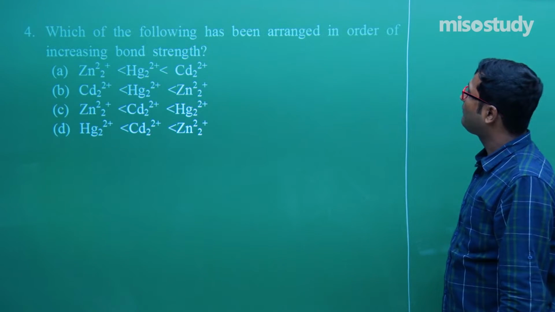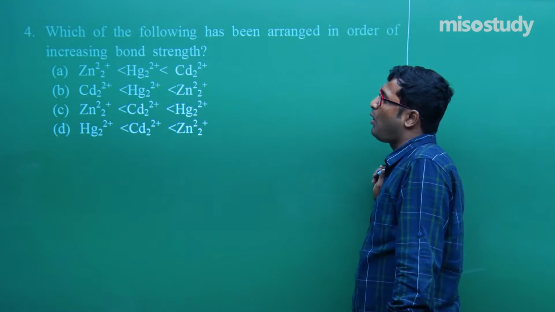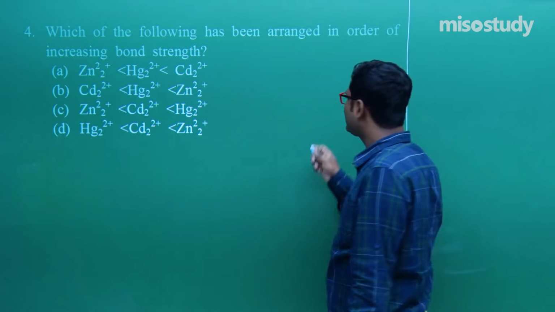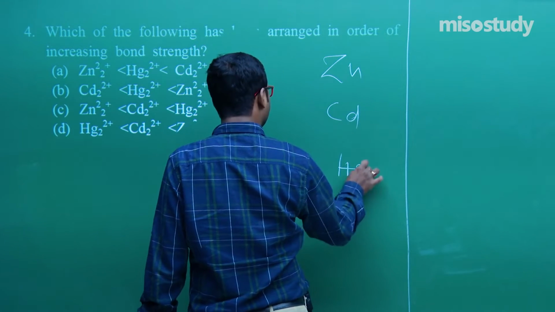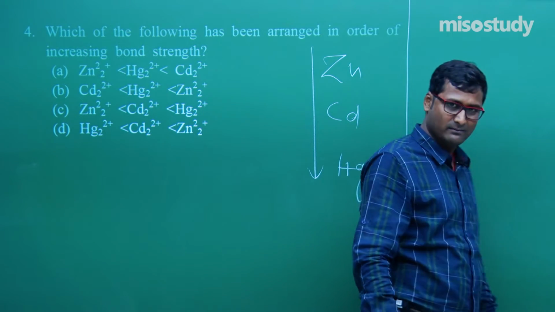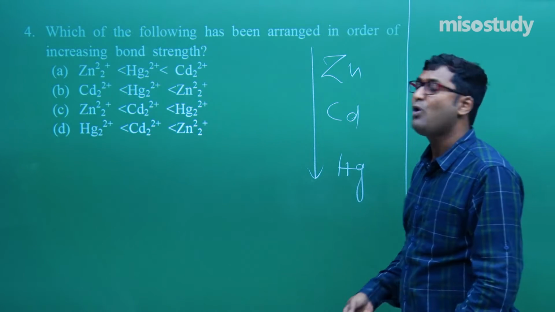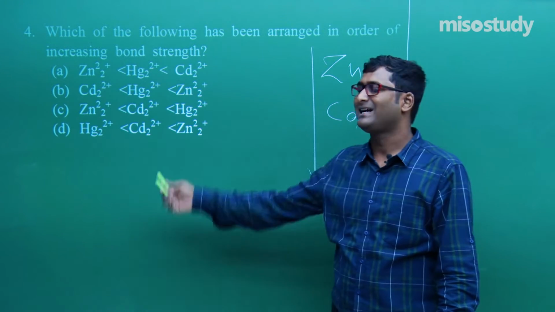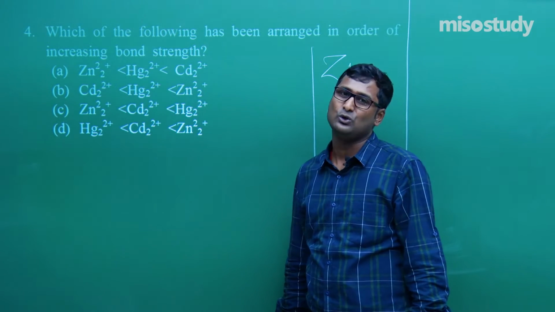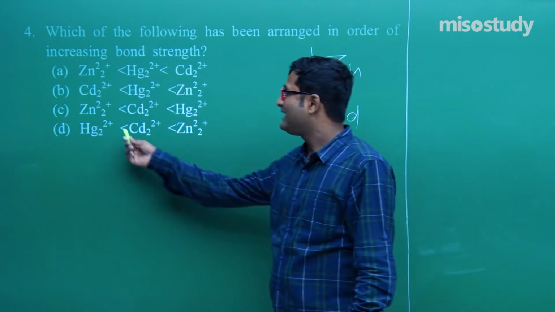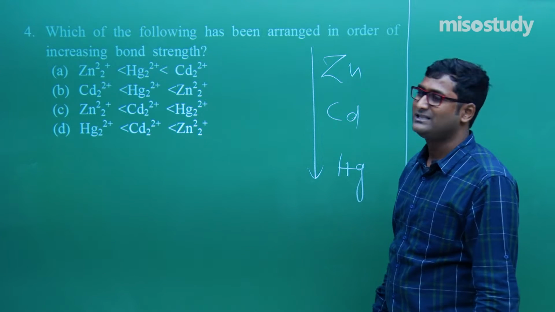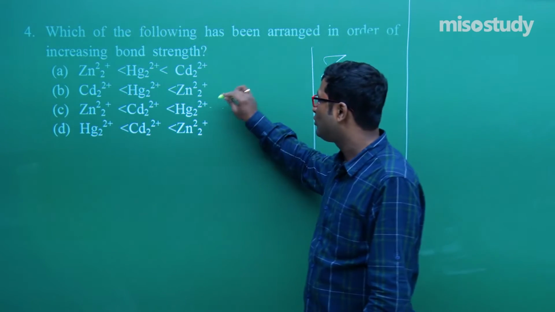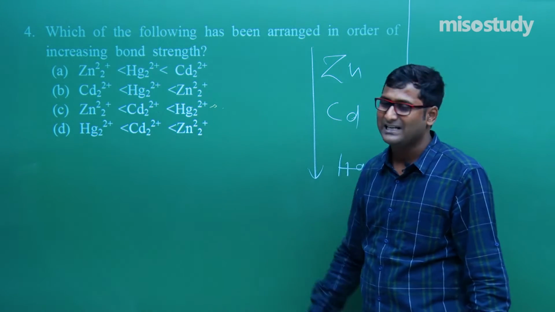Next question. Which of the following has been arranged in order of increasing bond strength? As we know, if I talk about Zn, Cd and Hg, that is the order Zn, Cd and Hg, and we know that down the group, size definitely increases. This is a simple thing. Due to the poor shielding of 4f electrons, the bond strength of Hg is more than Zn and Zn2 2+ and Cd2 2+. So what is the order in this case? Zn2 2+, Cd2 2+ and Hg2 2+, because Hg here is the only option which shows that it has more bond strength than Zn and Cd.